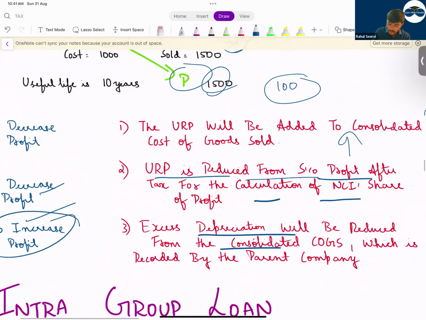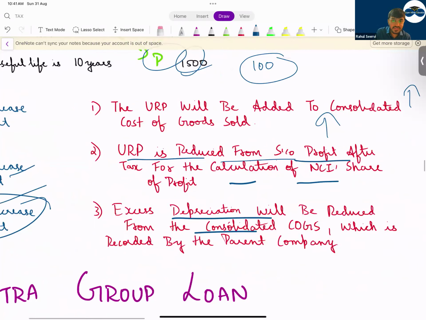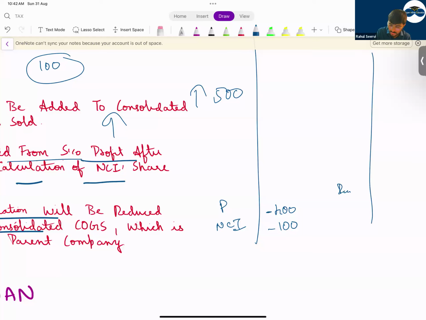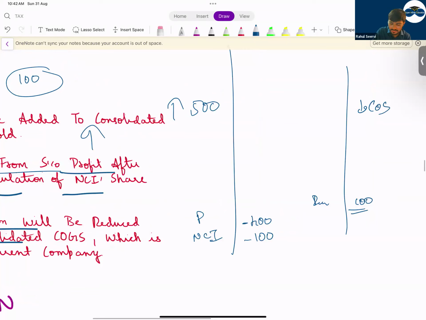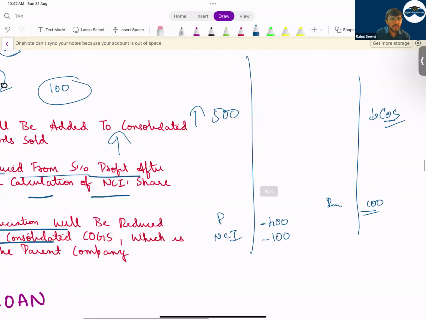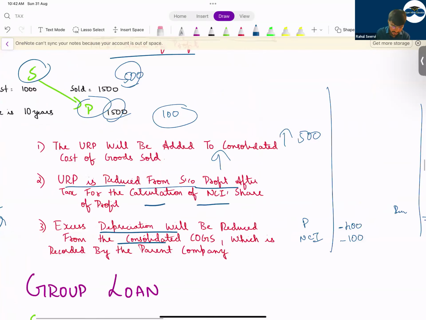In that case, what will happen, sir? Only the excess depreciation will be adjusted to the parent. Only to parent. Understand? You will increase the profit here and you will reduce the cost of goods sold. I hope this is clear to everyone. There are no doubts in this.